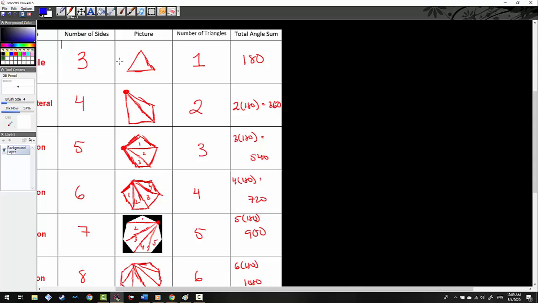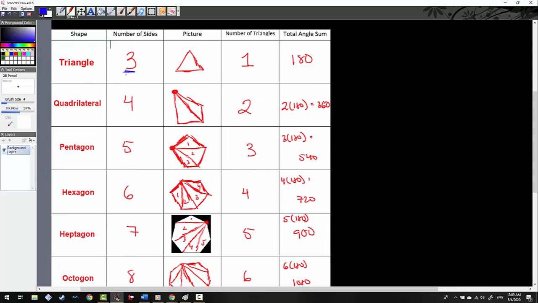If you notice, the number of sides in a triangle is 3. That resulted in 1 triangle. See the relationship. The number of sides in a quadrilateral was 4. That resulted in 2 triangles. See the relationship. 5 sides got you 3 triangles. 6 sides got you 4 triangles, 7 sides got you 5 triangles, and so on and so forth.